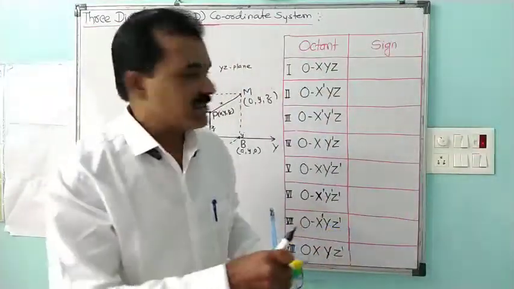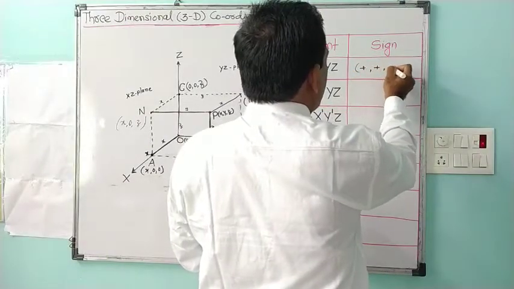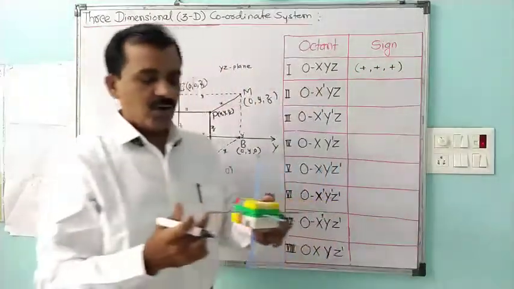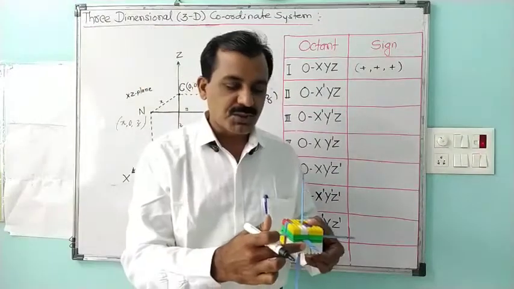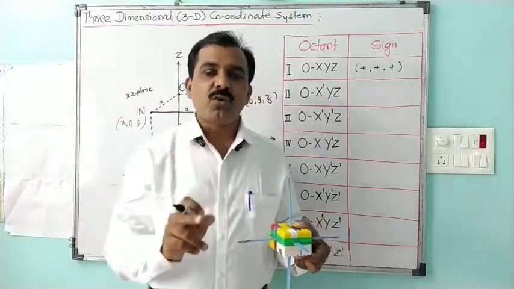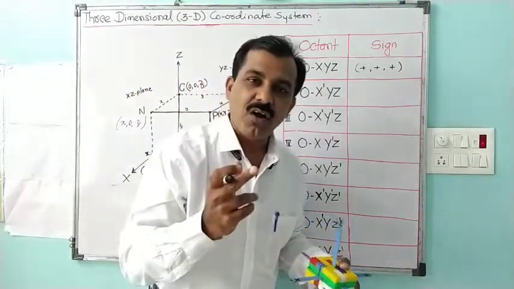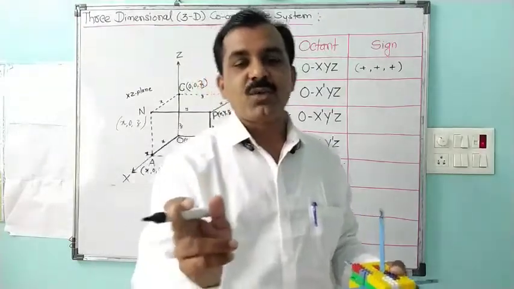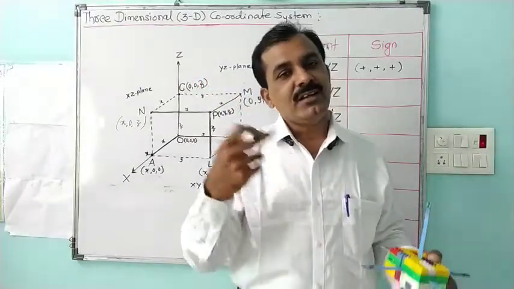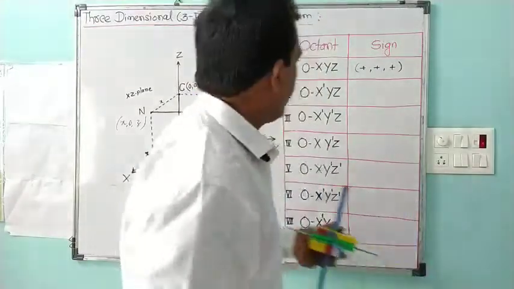When a point lies in the first octant, its coordinates are positive, positive, positive. All three axes are positive. That's why a point in the first octant will have all its coordinates as positive, positive, positive, just like the first quadrant, in which the first and second coordinates of the point are positive, positive in the case of a plane, that is 2D.